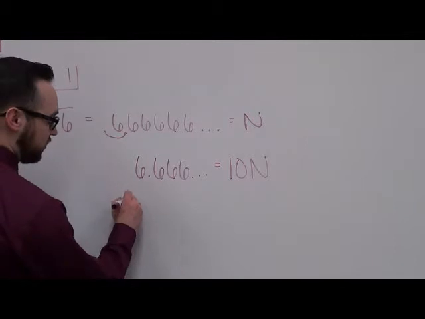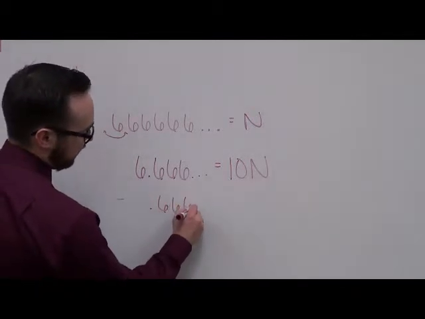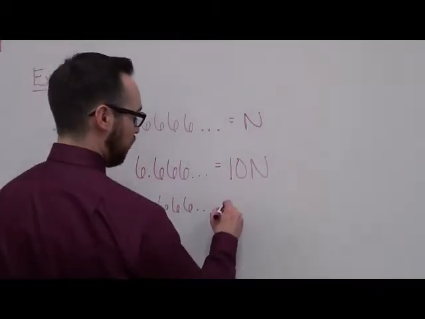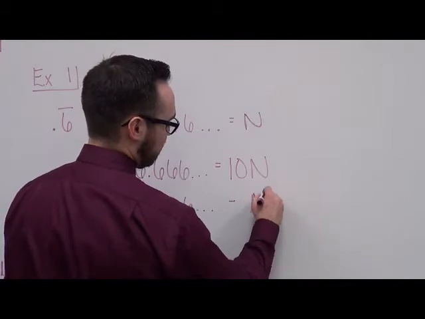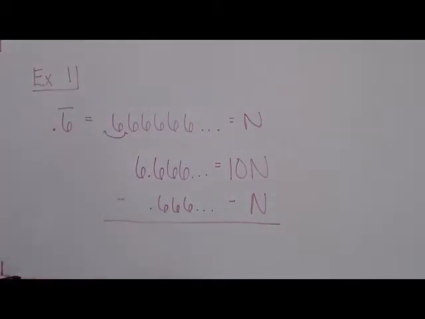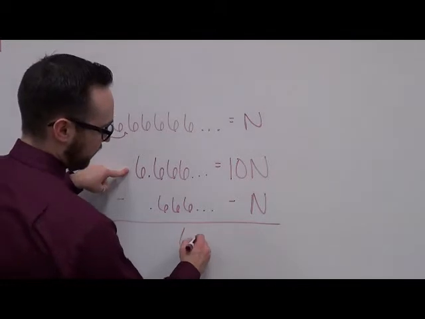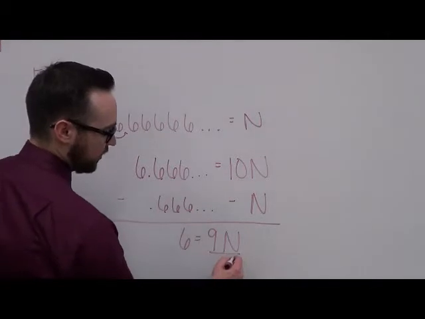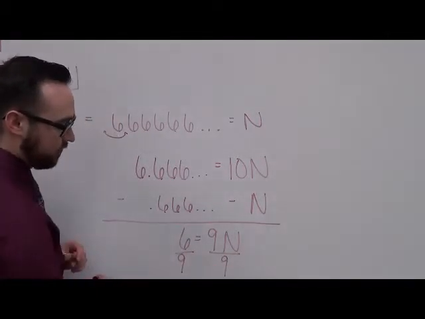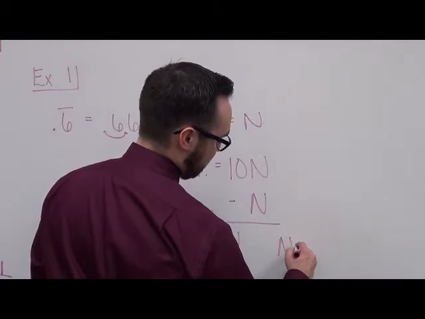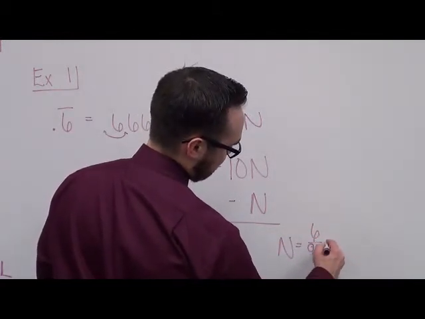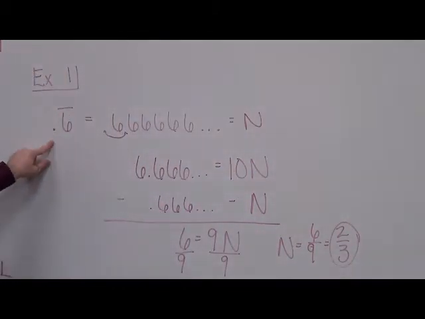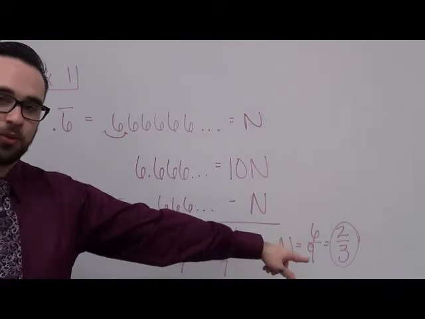So if I subtract from both sides 0.666, so on and so forth, I subtract away that long decimal. Well, on the other side, that's really like subtracting just n. So I end up with 6 is equal to 9n. When I divide both sides by 9, I get that n is equal to 6/9, which is 2/3. So 0.6 repeating is actually equal to 2/3.